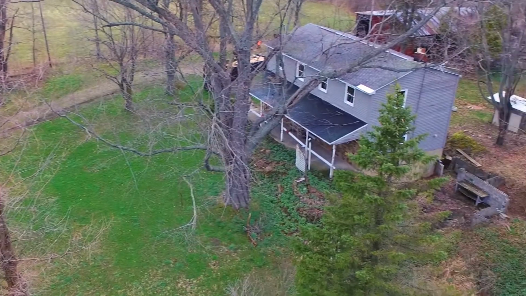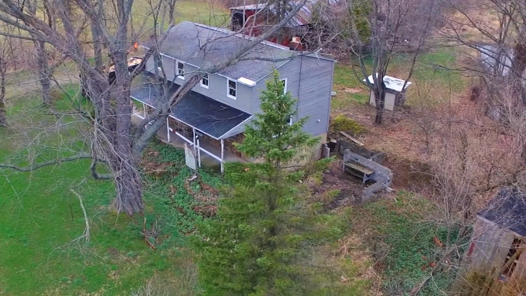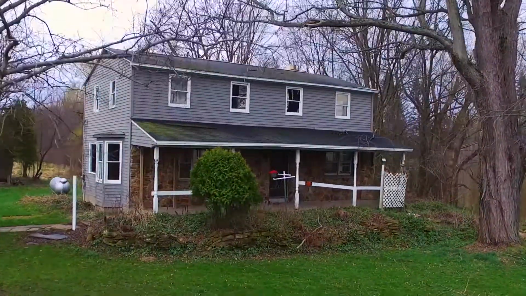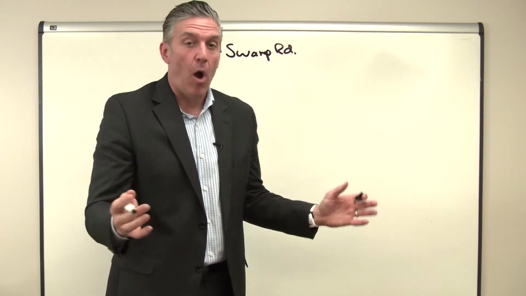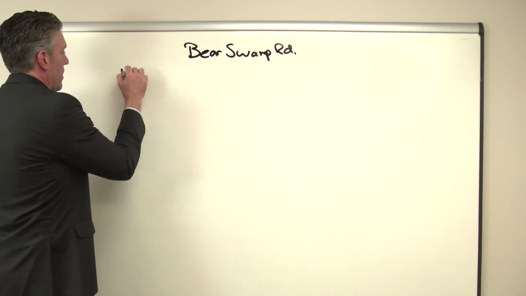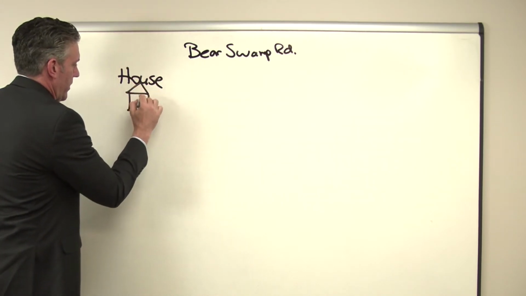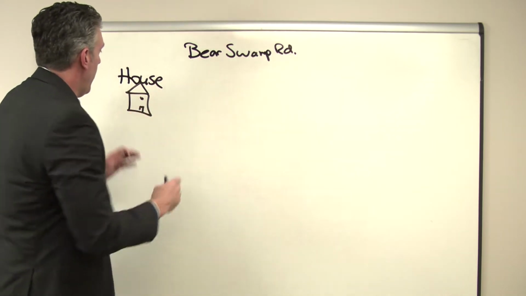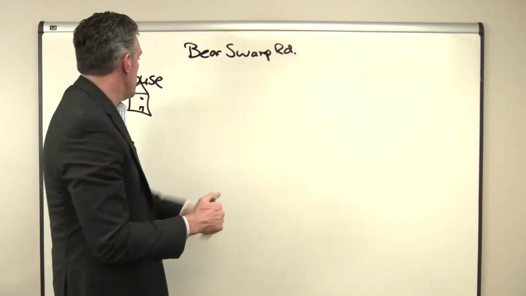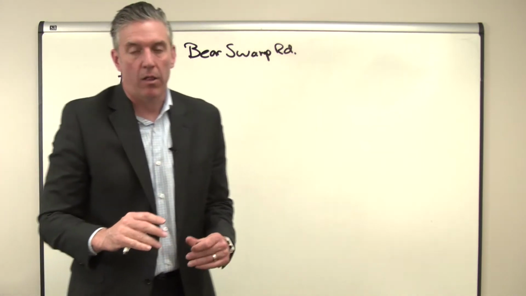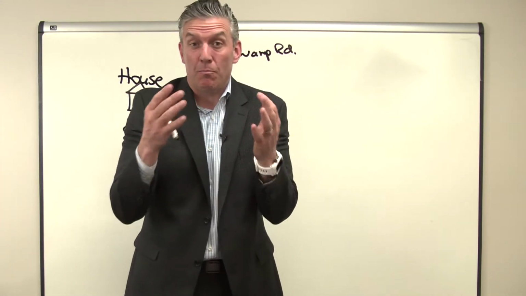So this is Bear Swamp Road, and this is how we got the funding for this particular deal. First of all, you have to think of this in kind of three parts. Number one is you have the house, right? You have the property. Let's put a little house here, little window, little door. So you want to buy this property. And on Bear Swamp, we were able to acquire this property for $92,000. So we need the funding to buy the property.